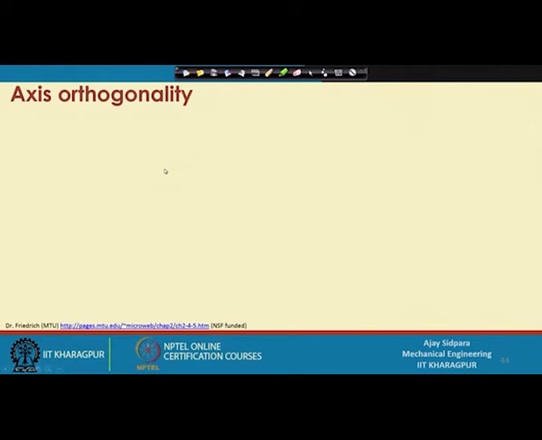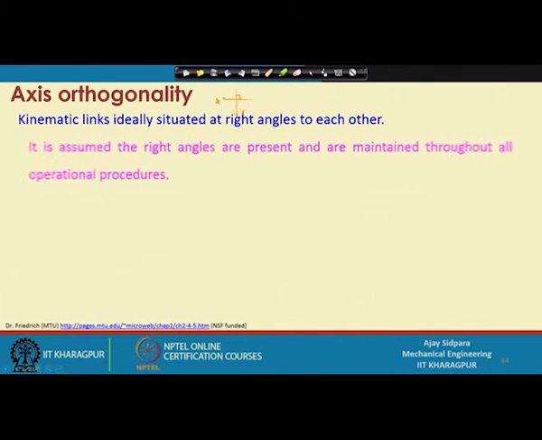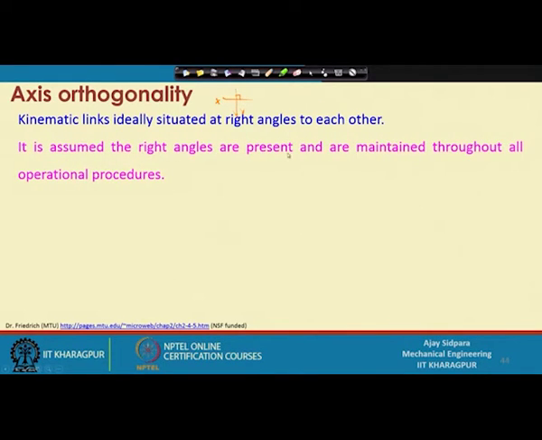So, this is the axis orthogonality. So, what is axis orthogonality? That means, we know that our x axis and y axis are perpendicular to each other, correct. So, this is the x axis and this is the y axis. If that is not the case, then what is going to happen? Let us see those things. So, kinematic links are ideally situated at right angle to each other, that is x, y and z, all should be at right angle to each other. It is assumed that the right angles are present and are maintained throughout all the operational procedure.